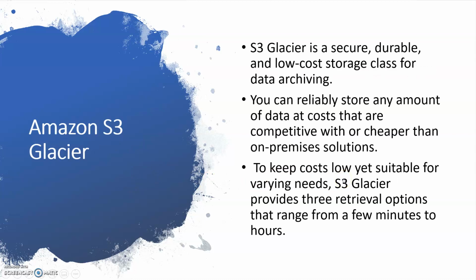Now the fifth storage class is Amazon S3 Glacier, and the last one is going to be Glacier Deep Archive. What's the difference between them? We're going to see it now. Amazon S3 Glacier is a secure, durable, and low-cost storage class for data archiving. You can reliably store any amount of data at costs that are competitive with or cheaper than on-premises solutions. To keep costs low yet suitable for varied needs, S3 Glacier provides three retrieval options that range from a few minutes to hours.